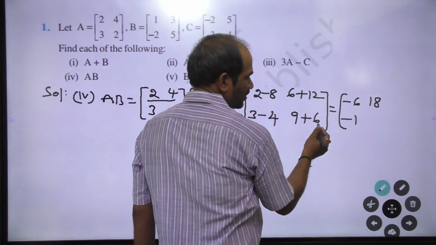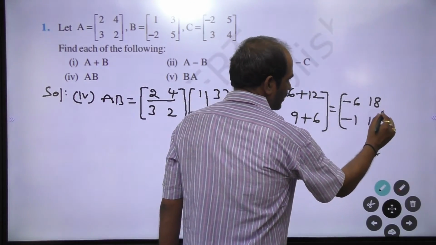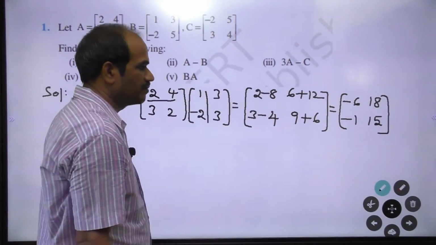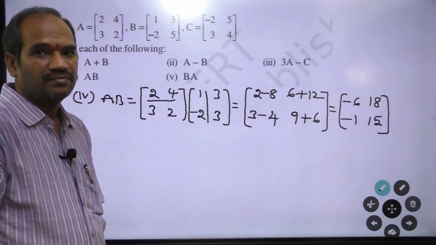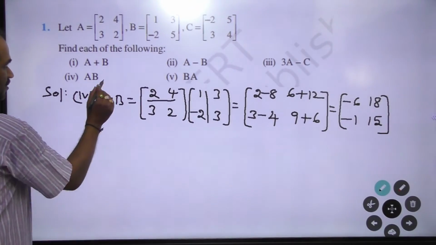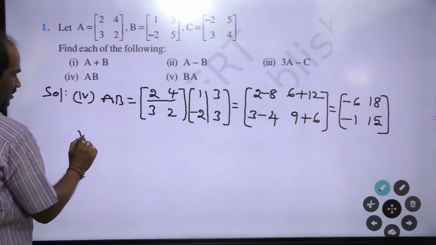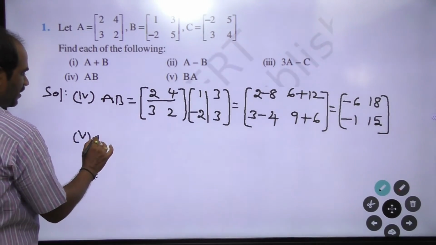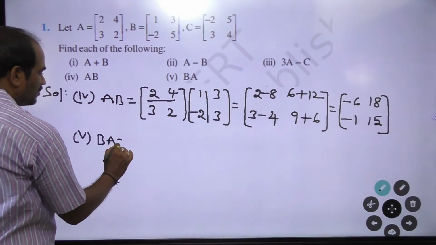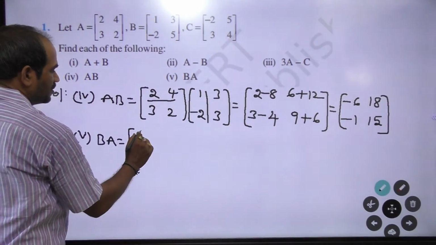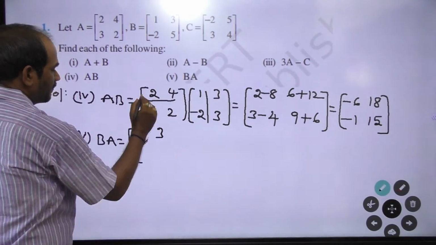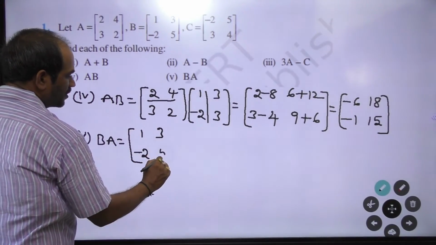Next one value here, this is 15. This is AB. Next, same for B, see here, BA. So the fifth one is BA. In this BA, first write the B matrix. Here in this B matrix, that is 1 3, minus 2 5.